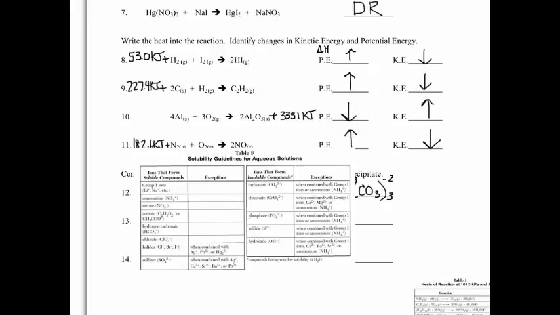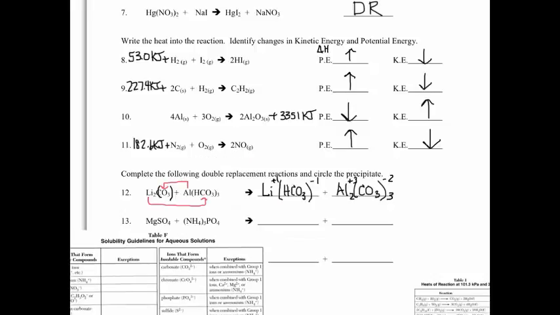We just need to check and make sure, because aluminum is combined with it, that there is no exception to that that includes aluminum. Aluminum is not a group 1. It's not ammonium. So it is just simply a carbonate that is insoluble in water. That is actually going to be our precipitate. So just like the instructions say, we are going to circle it. It's going to precipitate out. It's going to make our solution cloudy.